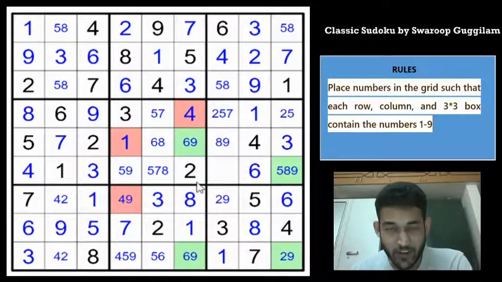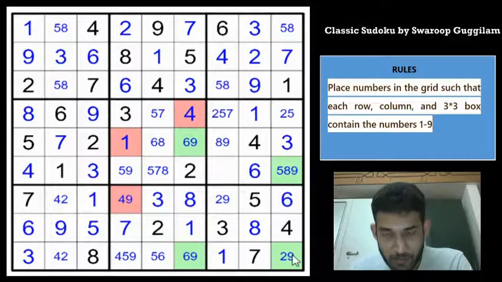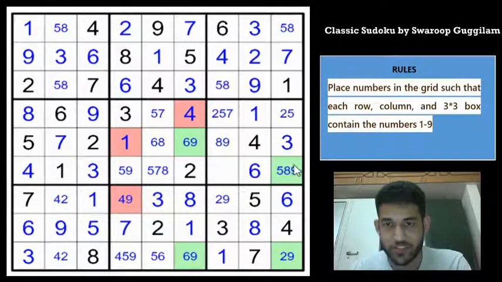Look at these cells. In column 6, you see that 9 is restricted to one of these two cells, and in column 9, you see that 9 is restricted to one of these two cells. There is no other possibility for the 9 in column 6 and column 9. So what basically this does is that one of these two cells must contain a 9. Even both can contain a 9, but at least one of these must contain a 9.